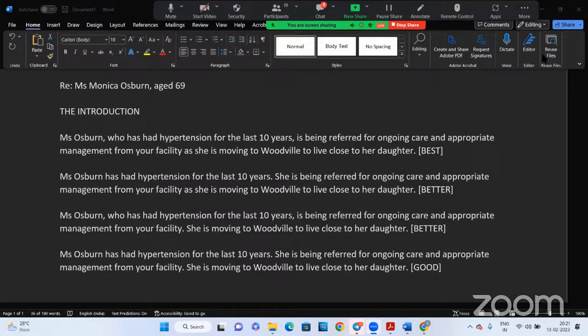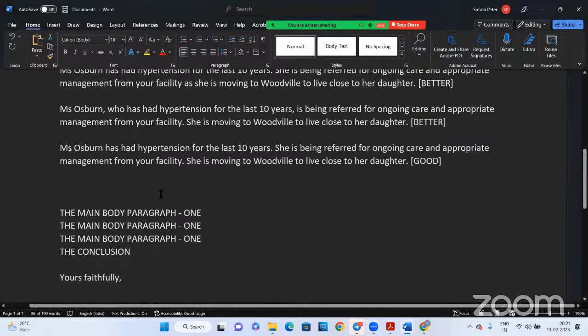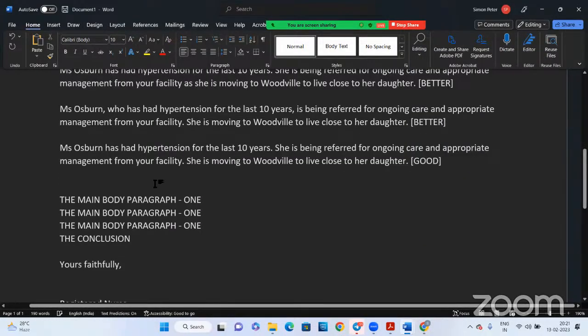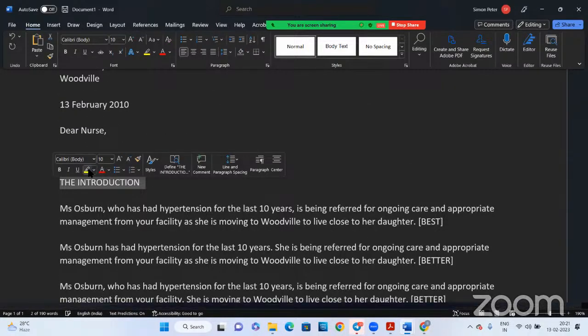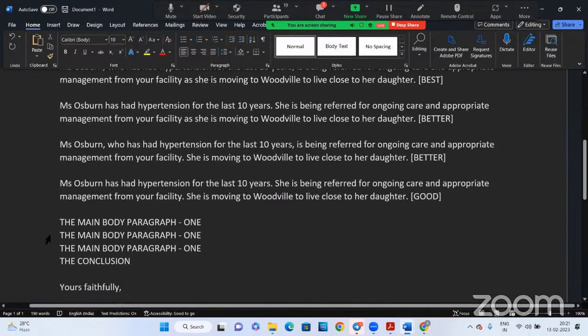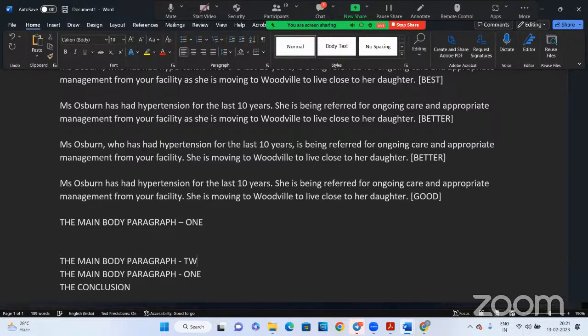Very good. Now, we are going to the body paragraph 1. This is the introduction. Now we are going into the body paragraph 1. This is 2. This is 3.